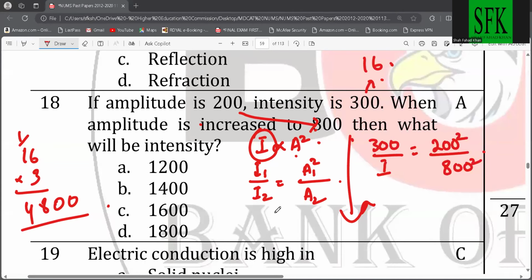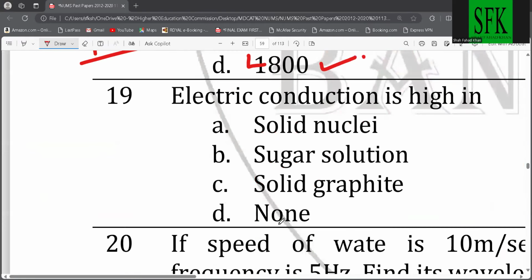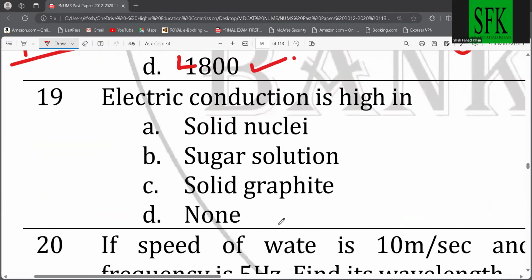So yes, 4800 is the correct answer, which is not given here. I guess this is a misprint. So yes, it's 4800. Well, this question bank that I found on the internet has a lot of errors. So please be careful whenever solving a question from such a question bank, okay?